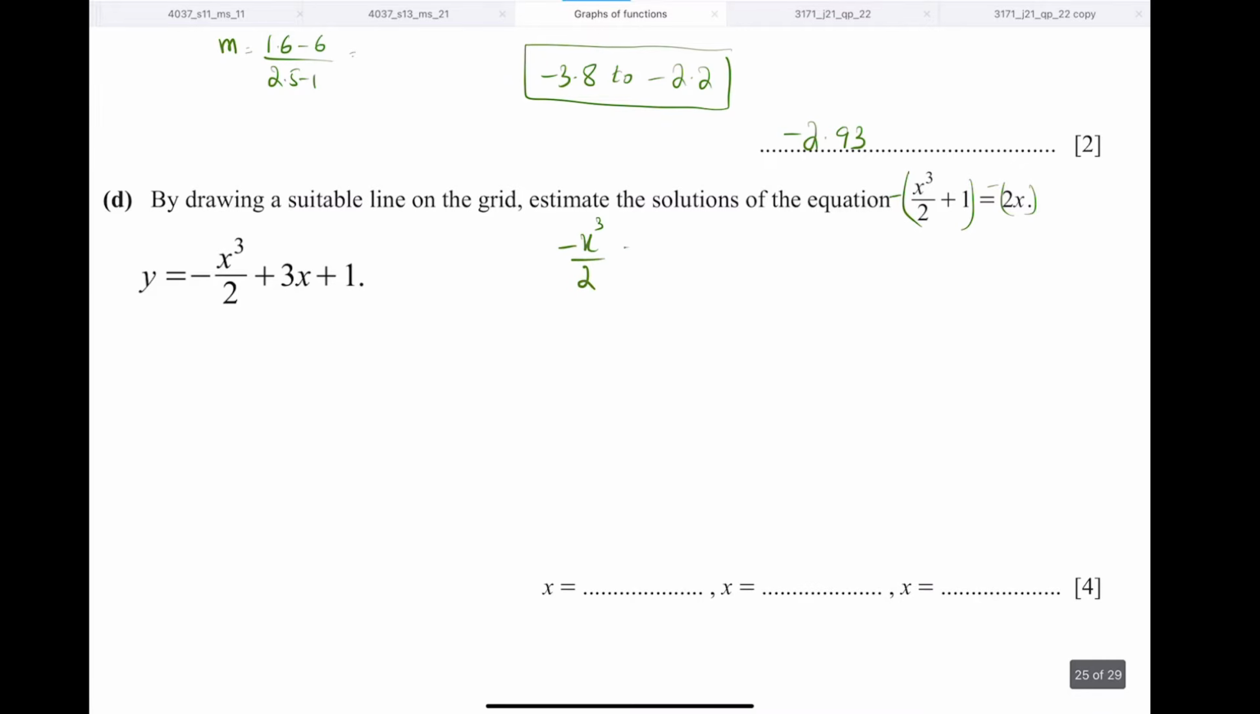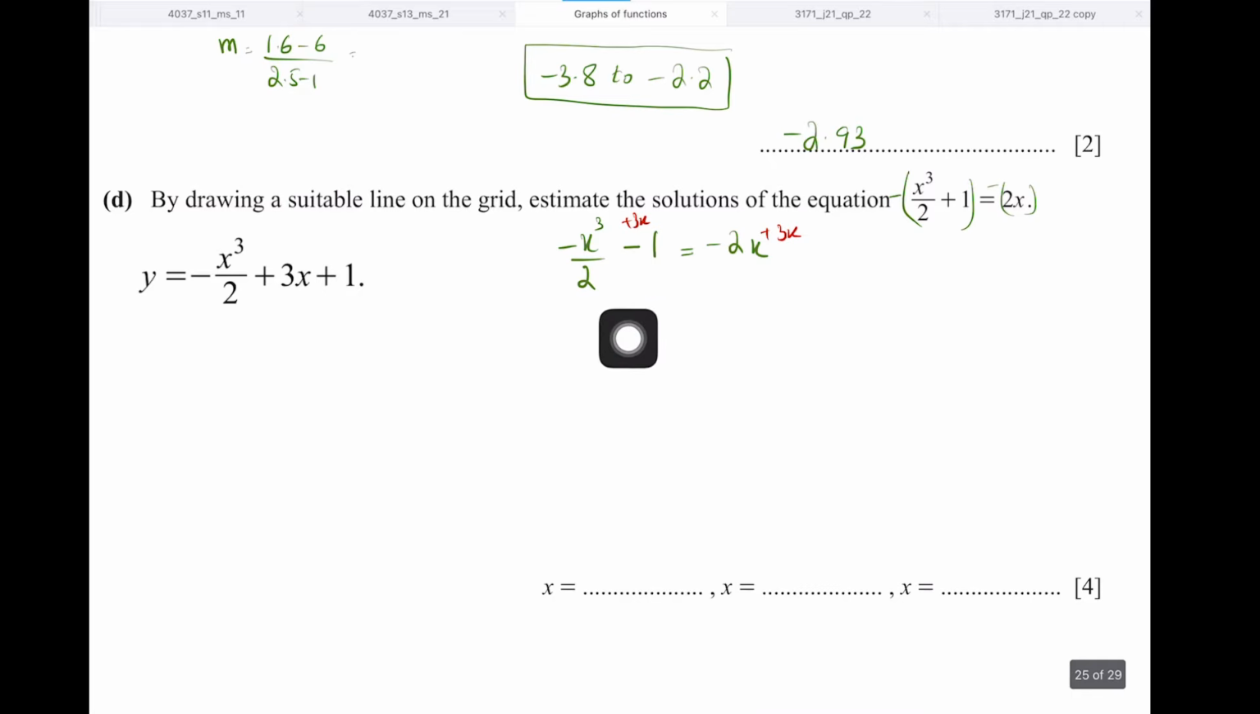Minus x cube upon 2 minus 1 equals minus 2x. Now we start comparing it. We have minus x cube upon 2 over here, and minus x cube upon 2 over here as well. In the actual equation of the curve, we have a plus 3x, which we don't have over here. So we need to add 3x on the left hand side, which means we need to add 3x on the right hand side as well.